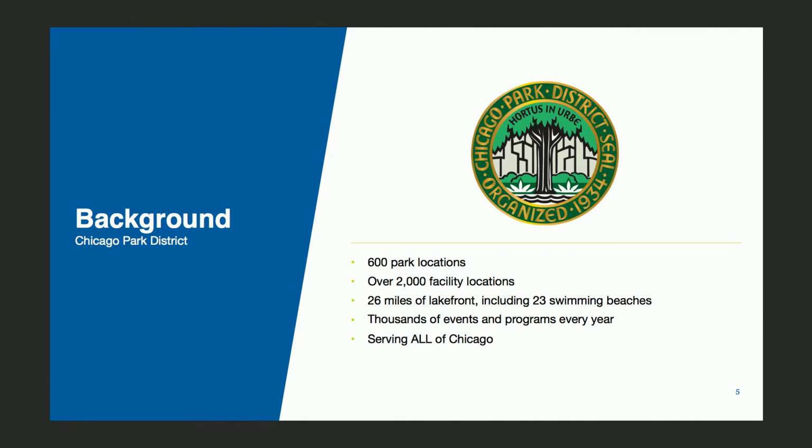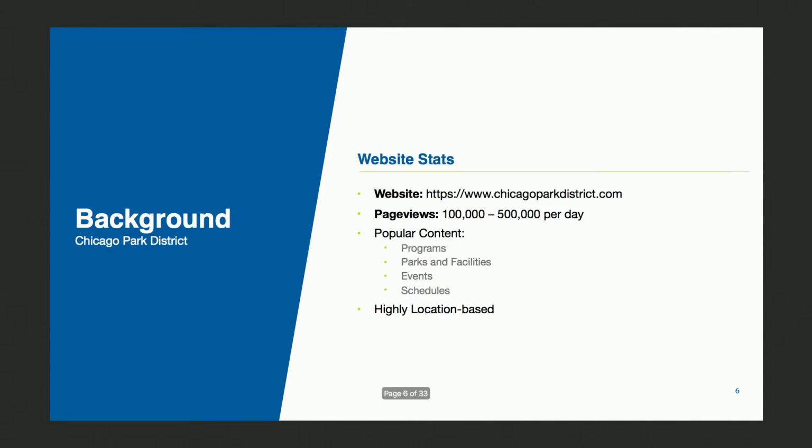And they have events and programs for every season. And there are thousands of those as well, and they all take place at locations. So it's not just that this location data is going to be on a map somewhere on a page. It's used by things like programs and events. If you wanted to check any of this out, chicagoparkdistrict.com. They have lots of page views, and the popular content all includes location data. Programs have locations, the parks themselves, and the events, and even schedules like pool schedules when you can register for swimming. They're all at a pool. So it's highly location based.